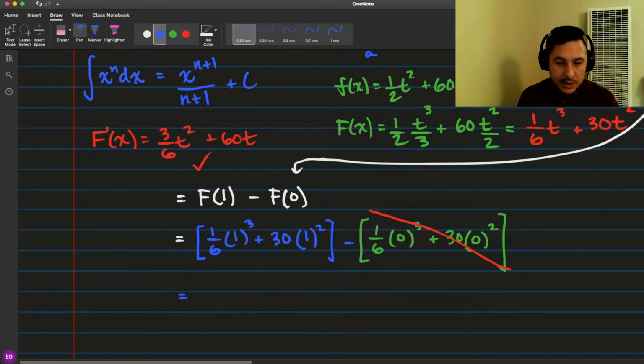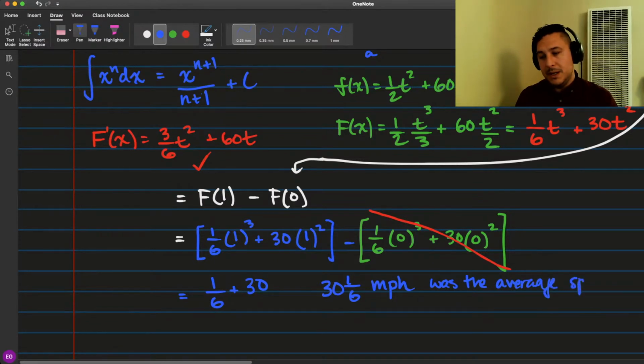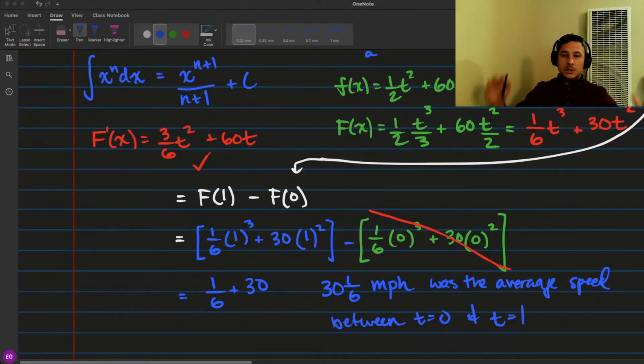Okay. So we don't have to do much there. 1 cubed is 1, so you're going to get 1/6. 1 squared is 1, plus 30. So apparently, what was your average speed? 30 and 1/6 miles per hour was the average speed between time equals 0 and time equals 1 for that function. Boom! Answer.